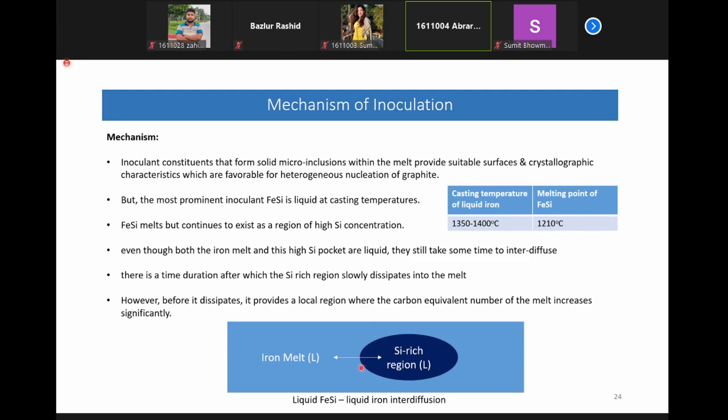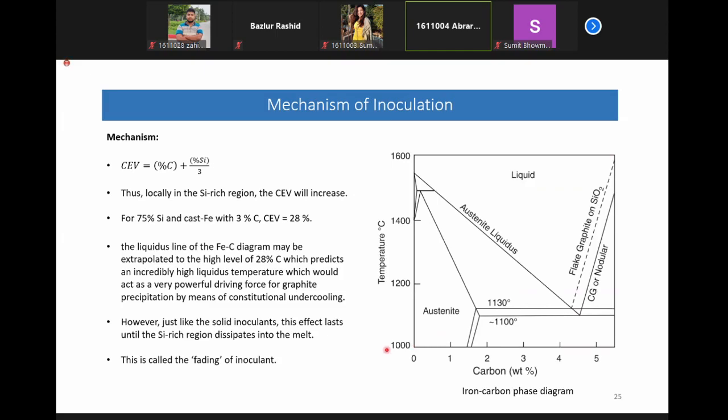Even though these two liquids are completely immiscible in one another, they take some time to interdiffuse before silicon dissipates completely into the melt. During this temporary silicon-rich region within the melt, the carbon equivalent is increased locally. So let's say we have a 3% carbon cast iron with 75% silicon ferrosilicon, we would have a local carbon equivalent number of 28%.